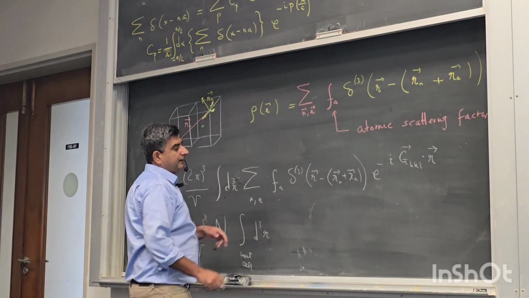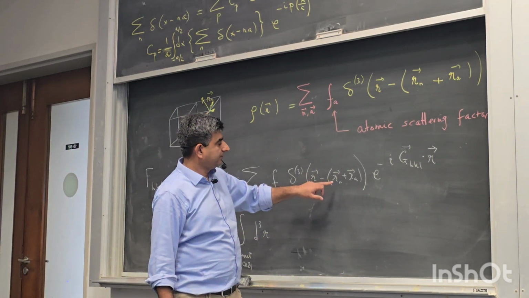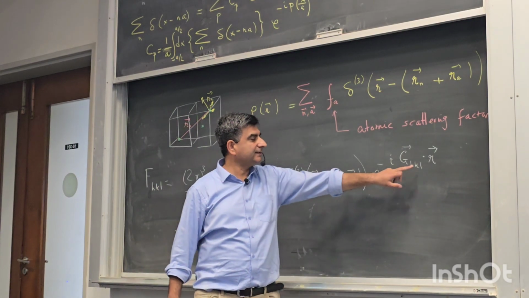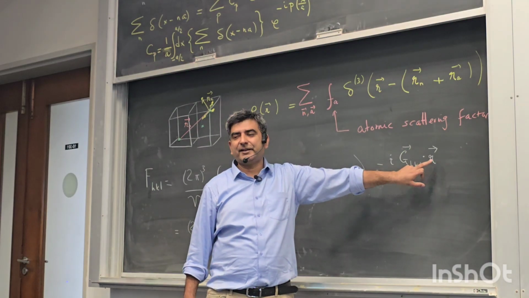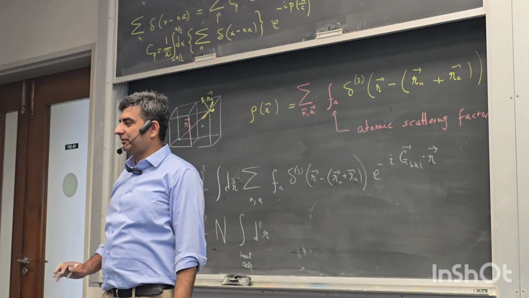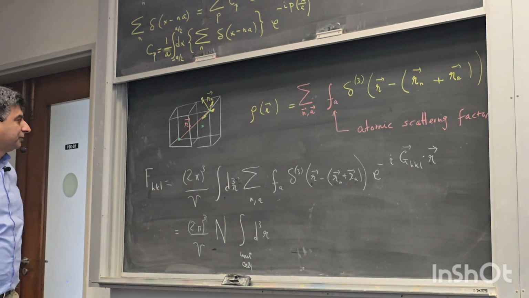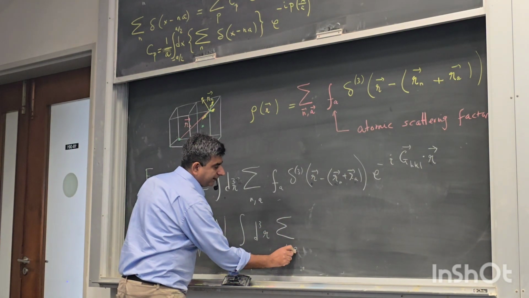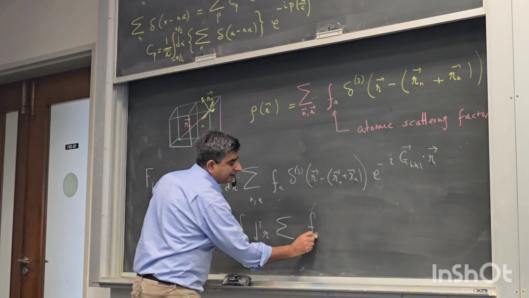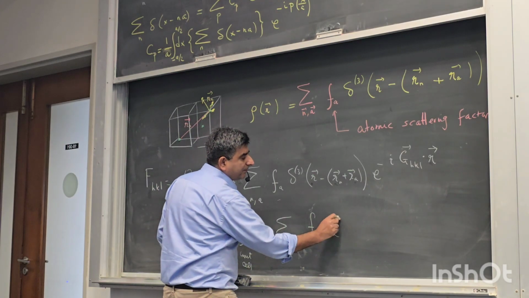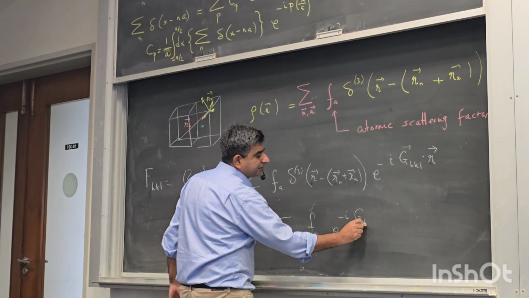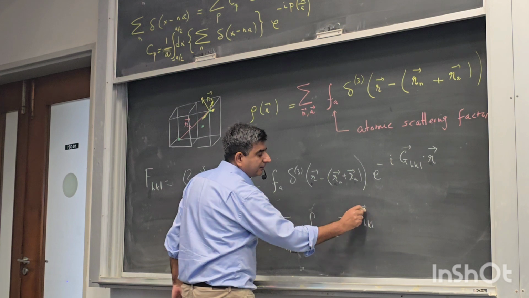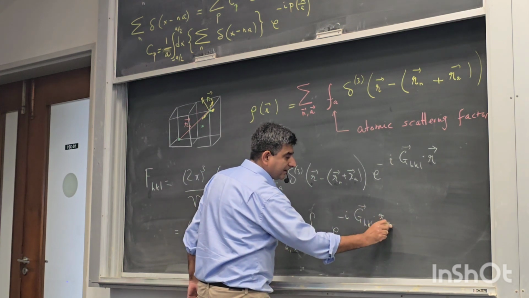And then look, R is bounded at R_n and R_a. So this R can take up values of R_n plus R_a only, otherwise it's 0. So I can now break this up into N_a, F_a, e to the minus i G_HKL dot R_a, correct?